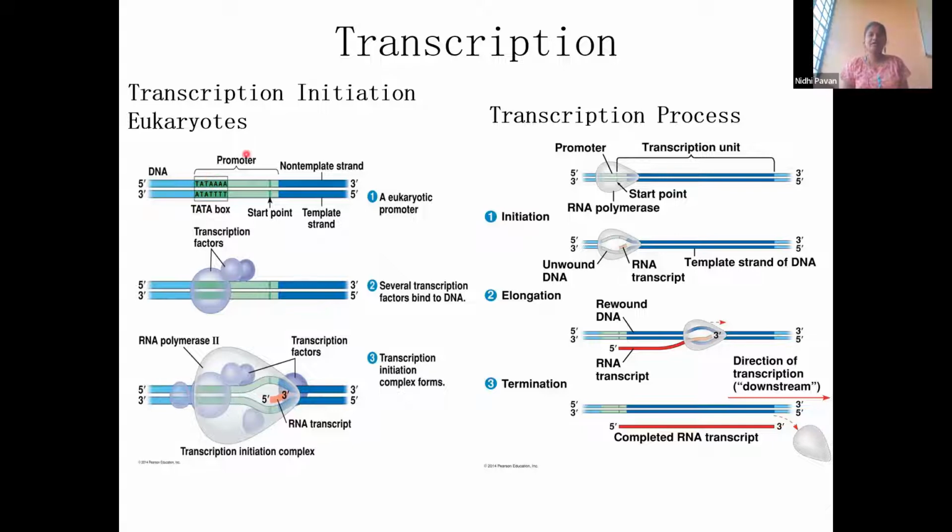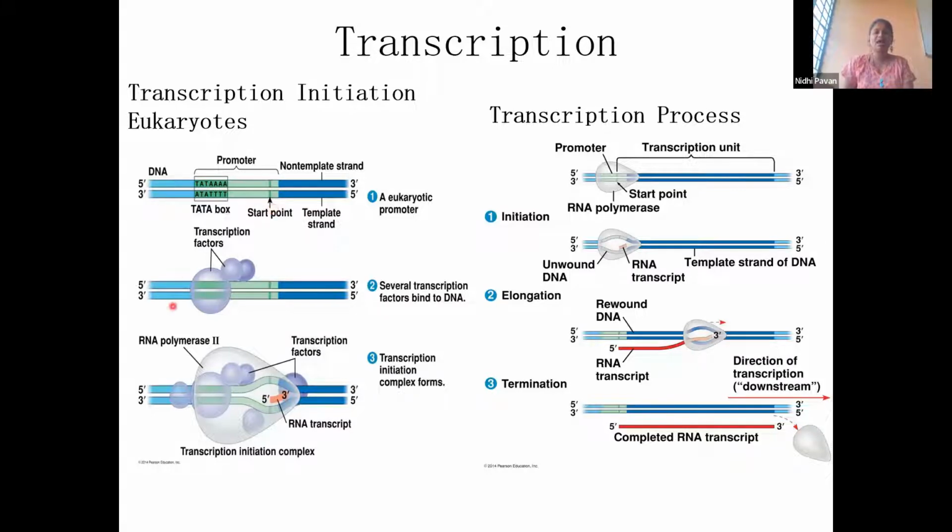Now here in the DNA, as we have double strands, the strand which is from 5' to 3' is called the non-template strand. The 3' to 5' strand is called the template strand, from which we will get the mRNA. The template strand is the strand from which we will get the mRNA.